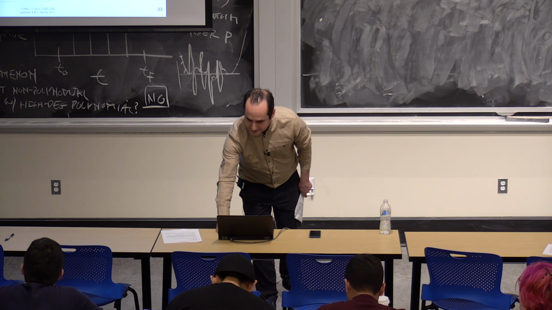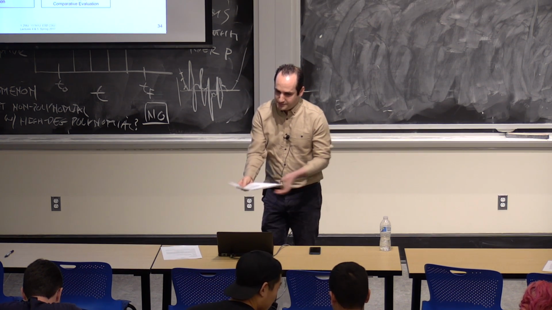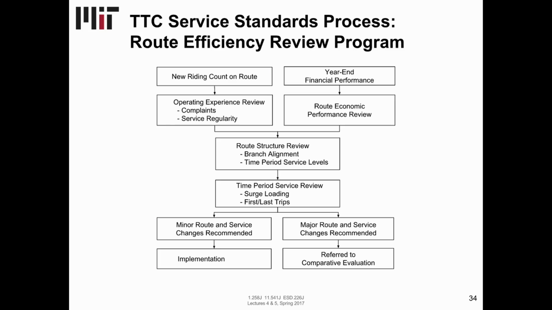Then there is another process related to the existing service that deals with yearly review of the routes in terms of route efficiency review. And basically, you kind of consider a route from a cost and benefit perspective. And on the left, you can see yearly riding counts that actually are collected from the study year. And then that goes complemented with the record of complaints and customer satisfaction reports and service regularity. And it will be combined with the financial performance and basically the measure of costs that are spent to each route.